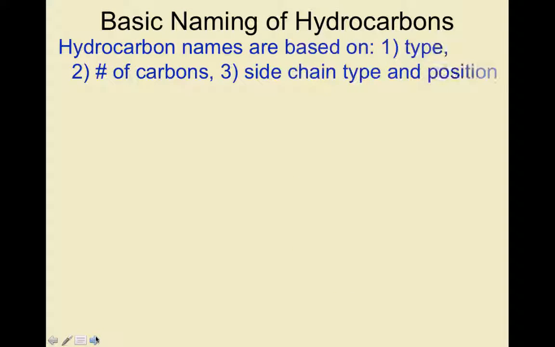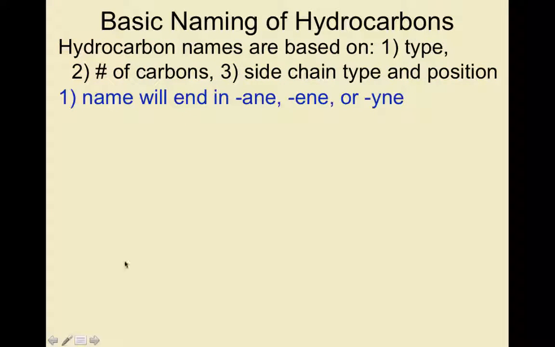Okay, so when we're naming hydrocarbons, first we have to indicate what type it is. Is it an alkane, an alkene, a cycloalkane? Is it an alkyne? Is it an aromatic compound? It has a benzene ring. We have to look at how many total carbons there are, if there are any side chains. The name is always going to end in ane, ene, or yne. Alkanes will end in ane, alkenes will end in ene, and alkynes will end in yne.